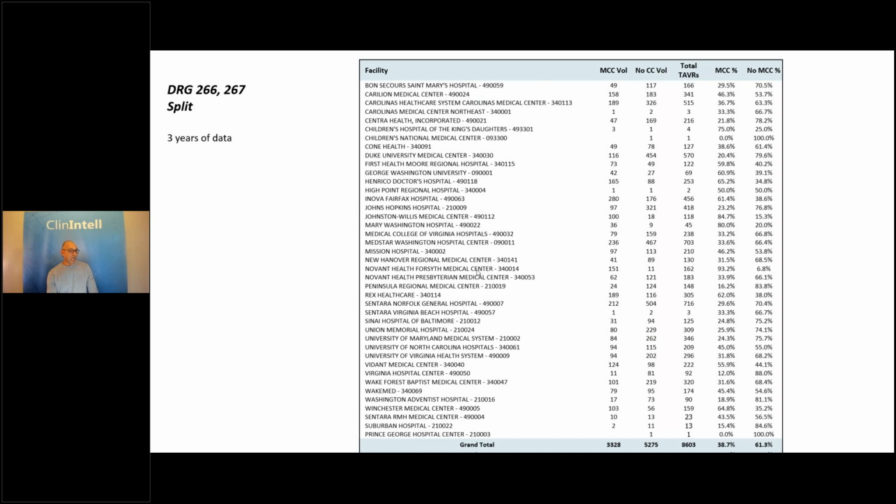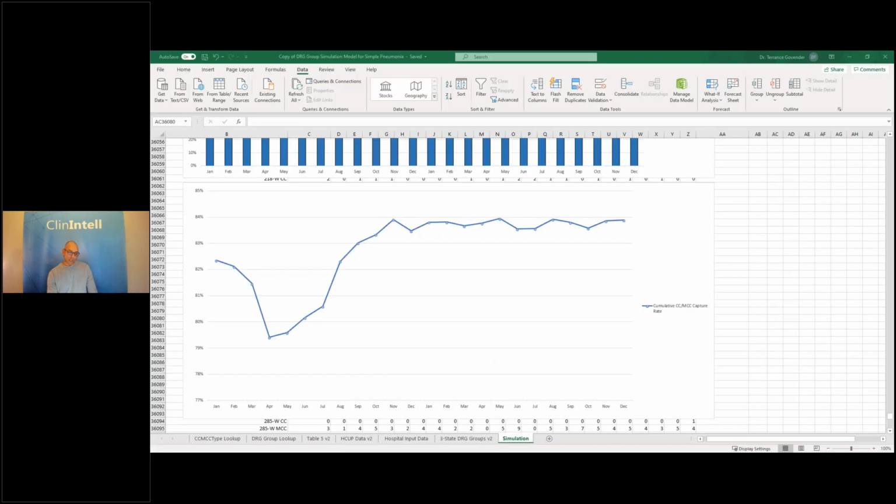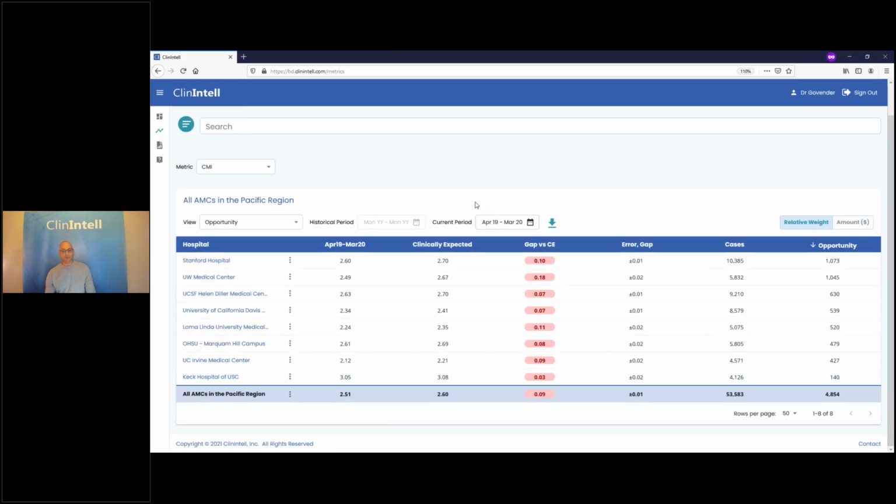Well, the CC-MCC capture rate does nothing for you, even if you want to measure it, okay? It will do absolutely nothing for you because it doesn't help you fix the problem. In fact, you may run into a bigger problem. Why? Because you may have a case where you're chasing the MCC and you may end up with a PSI, right? So the trick is not to chase the MCC, that's managing the metric. The trick is to look for actionable data.